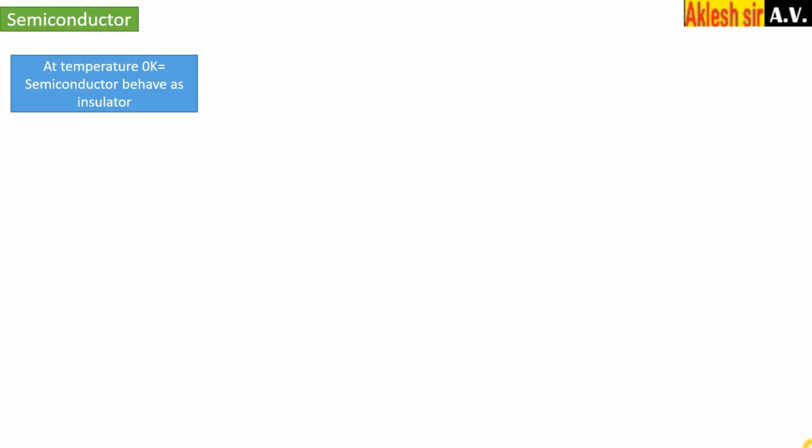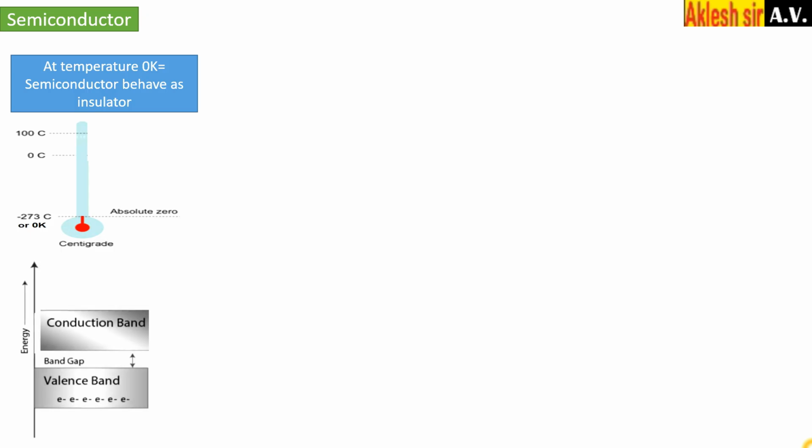Next, semiconductor at temperature 0 Kelvin, that is at minus 273 degrees Celsius, behaves like an insulator. I told you semi means half. It behaves like a half conductor, not fully a conductor. Suppose the temperature is 0 Kelvin, this semiconductor behaves like an insulator. 0 Kelvin means minus 273 degree Celsius, which is called absolute zero. So at that time, no electrons will move from valence band to the conduction band.